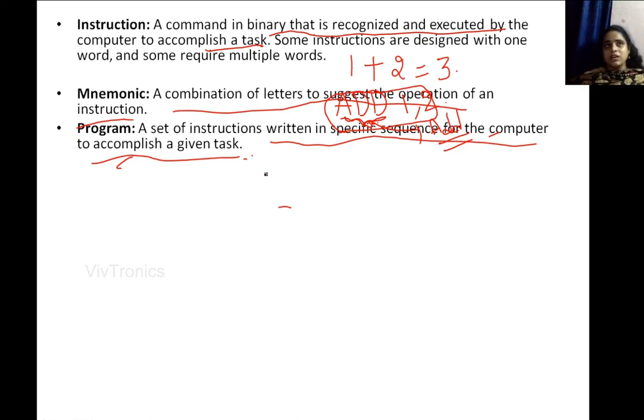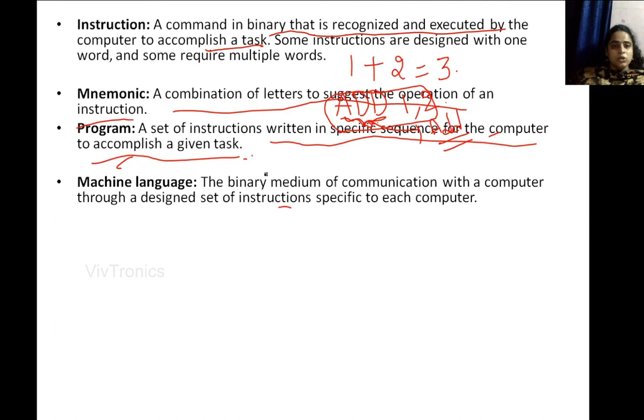So you can see a simple C program. A C program follows a specific structure, and Java follows a specific structure. Like that, each and every microprocessor understands its own language, and it also follows a specific structure. And machine language. You all know about machine language. Machine language is the binary medium of communication with a computer through a designed set of instructions specific to each computer. So machine language is a binary medium, and binary means we can only have zeros and ones.